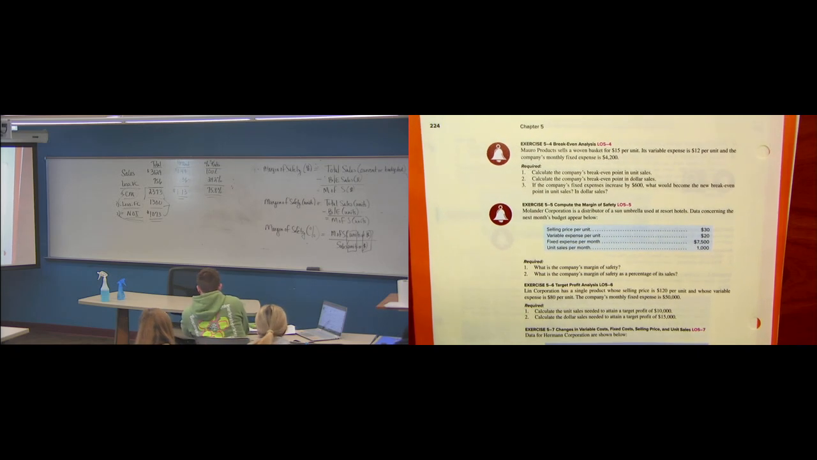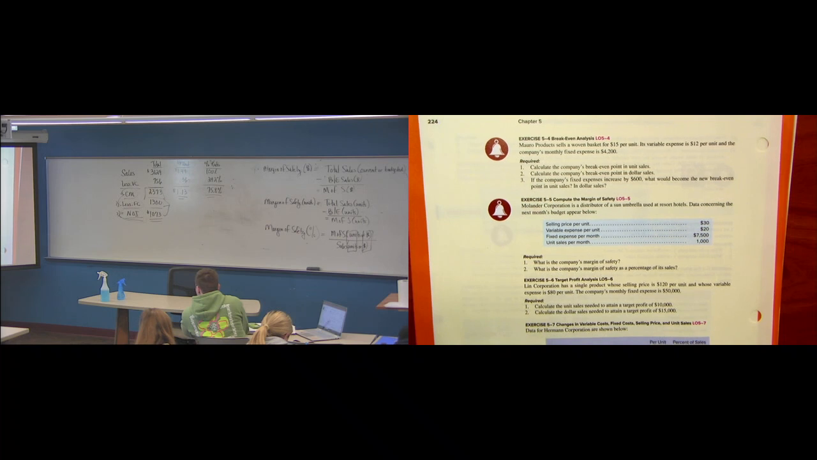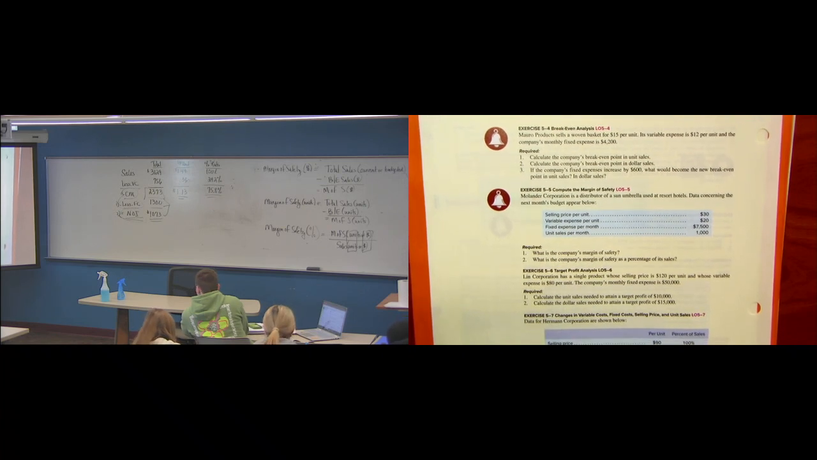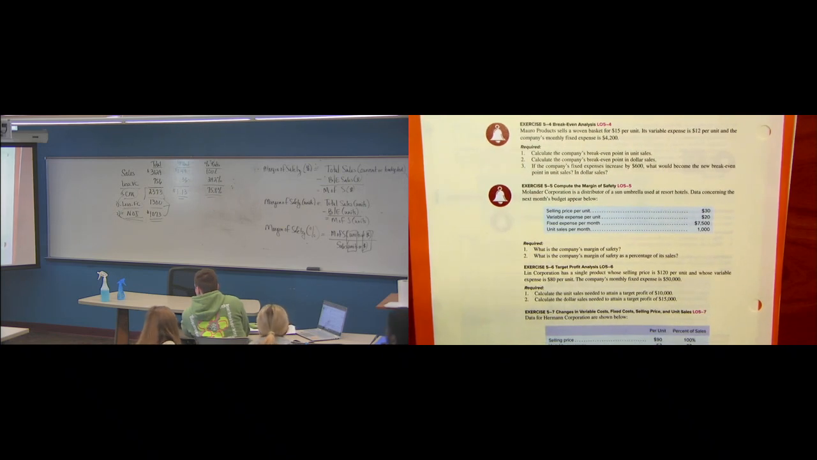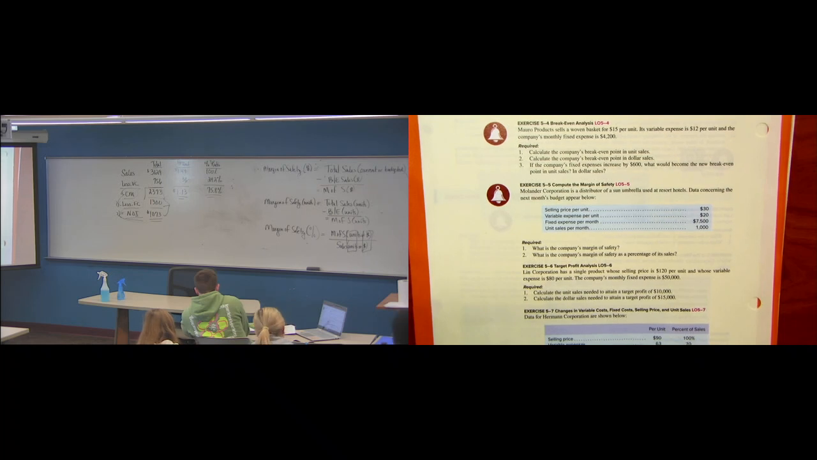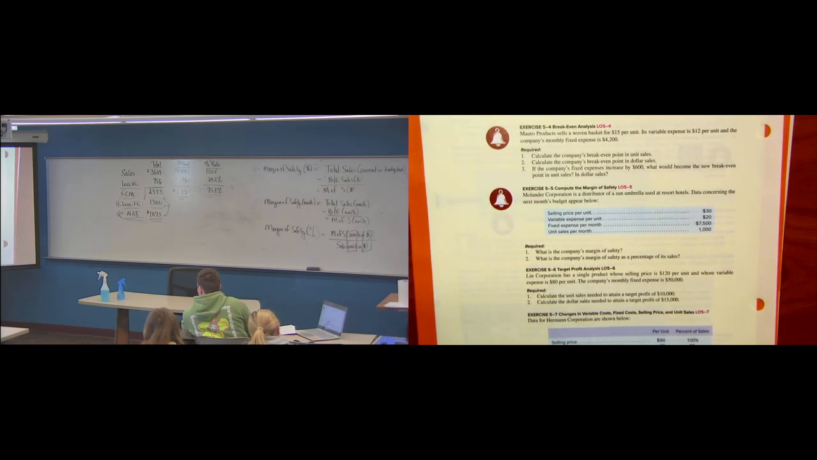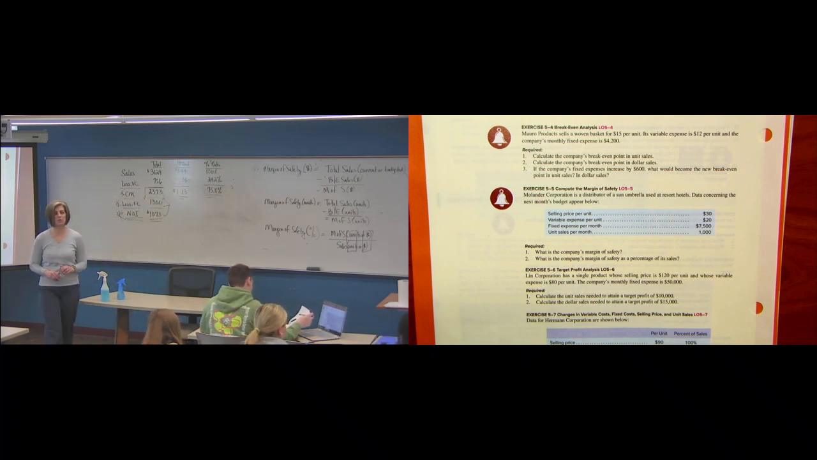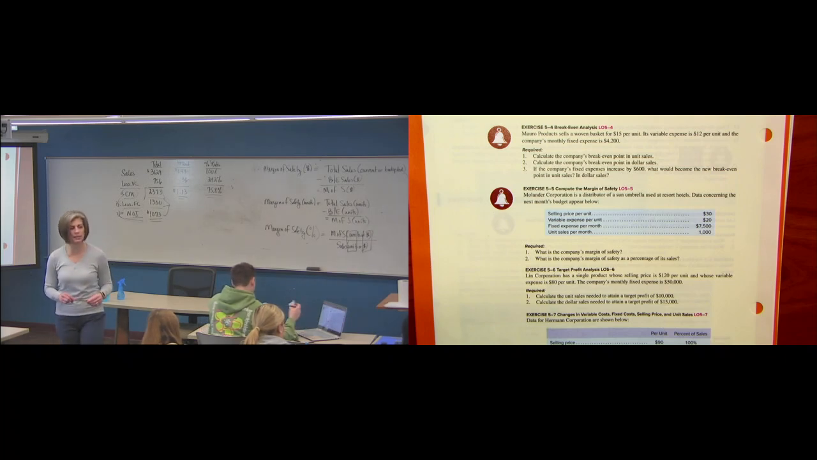So, exercise 5.4, break-even. Exercise 5.5, margin of safety. Answer both requirements. And exercise 5.6 is target profit, and you will answer both of those requirements as well. So 5.4, 5.5, and 5.6. You have like 5 or 6 minutes. You guys could probably get at least one of those done in the time remaining. Use your time wisely. Plus I'm here to walk around and see what you're doing.